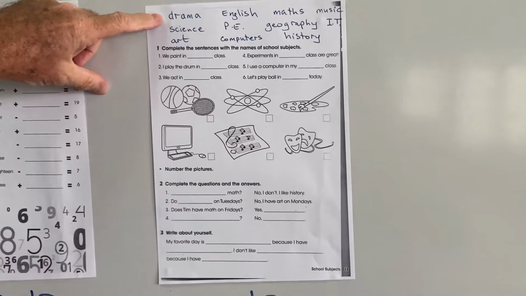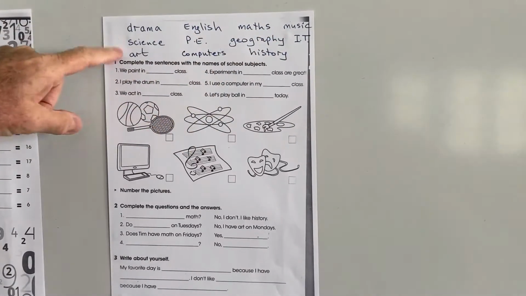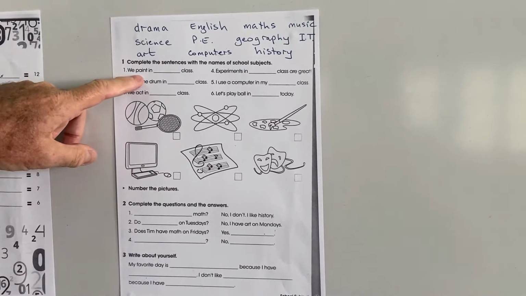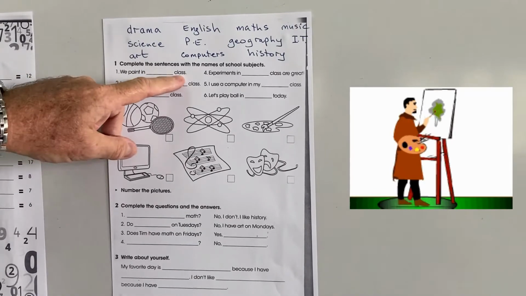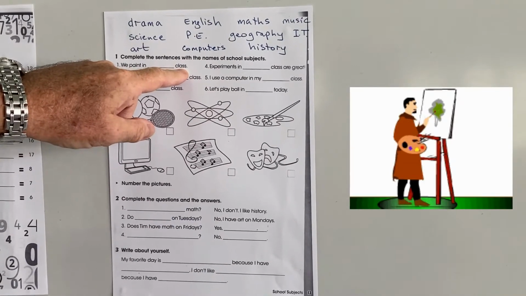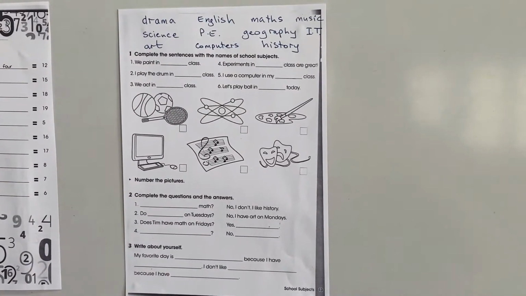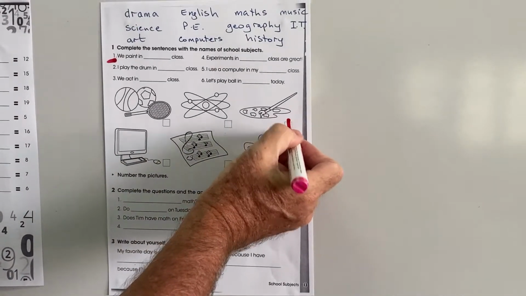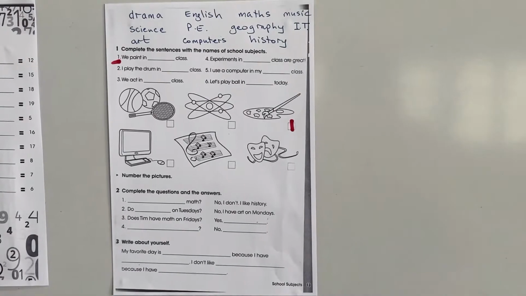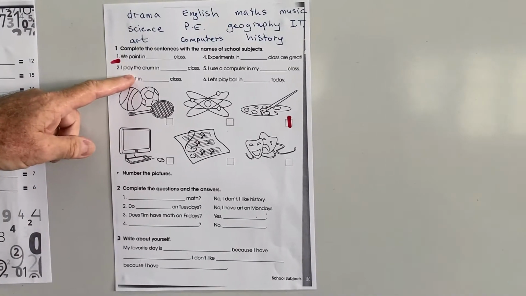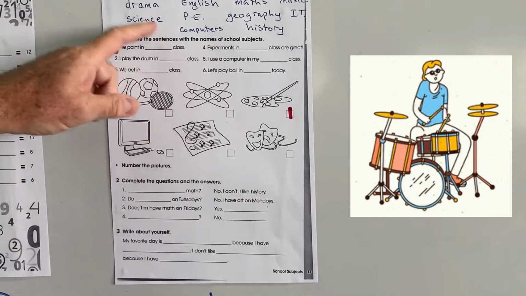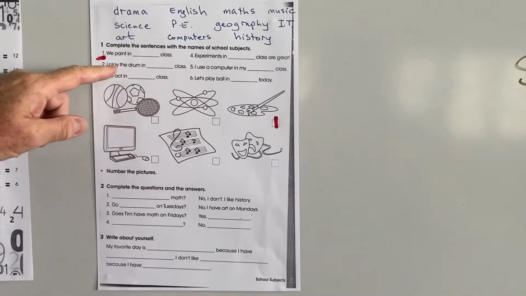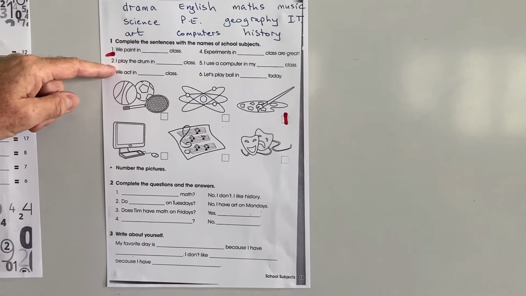Now, here look, I've written the names of school subjects we've looked at. I'm just going to put them in here. So number 1, we paint in, well, what class do you paint? Of course, that's going to be art class. Number 1, can you find the picture for art class? And that, of course, art class there will be number 1. Number 2, I play the drum in, well, what school subject is that? Put it in there, and then that will be picture number 2.